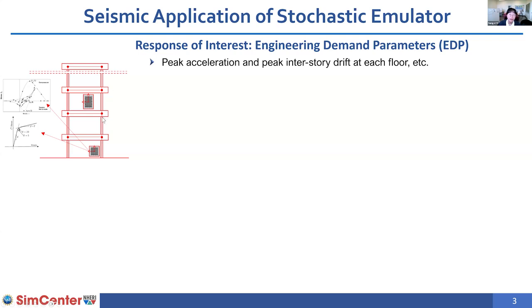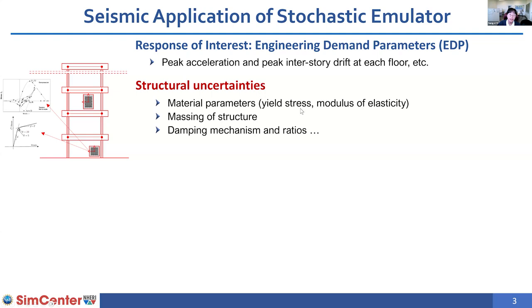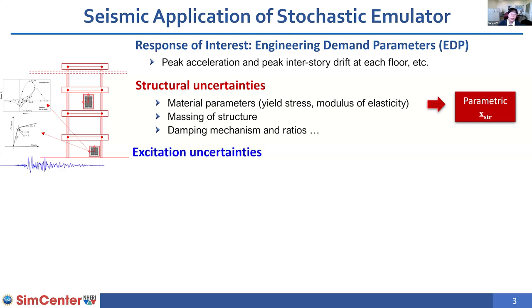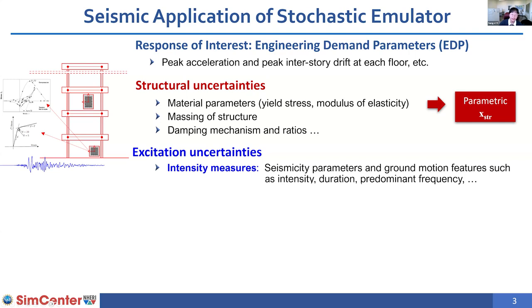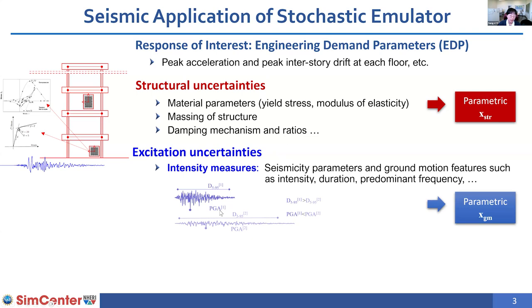When we have a model, we are often interested in predicting the probability distribution of engineering demand parameters like peak acceleration or peak interstory drifts at each floor. And there are different sources of uncertainty in this system. One is structural uncertainties, which have a really nice parametric description in many cases. And also there is excitation uncertainty. If we introduce intensity measures to describe this excitation, then we have some sort of parametric description as well. We can use peak ground acceleration, duration, or frequency information to characterize our time history.